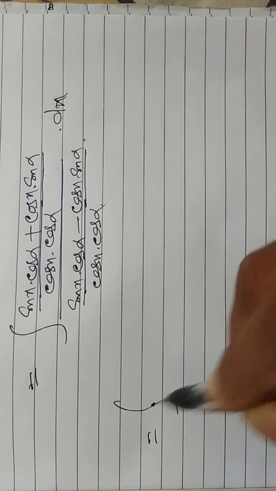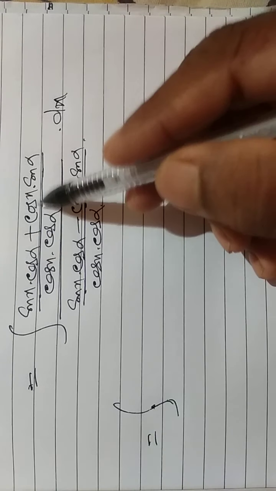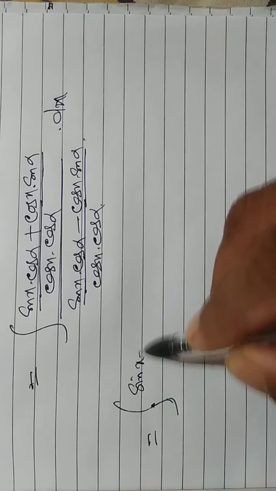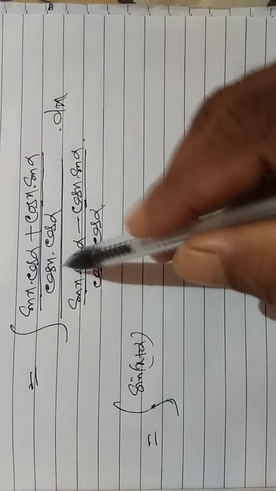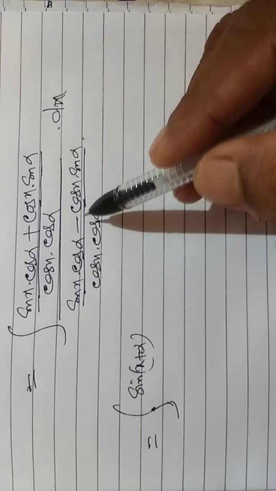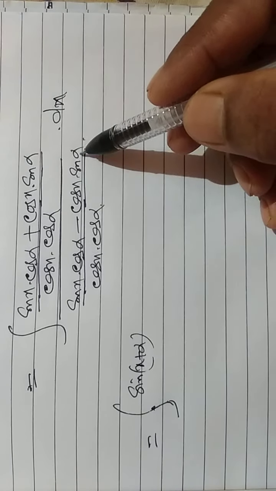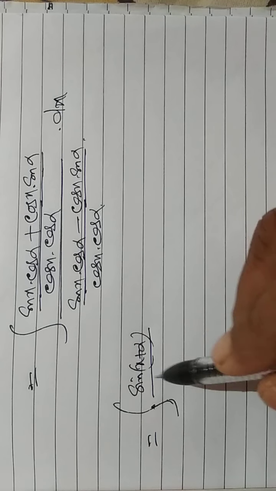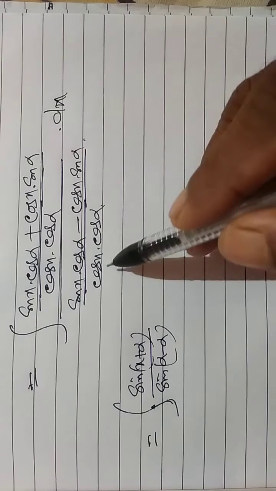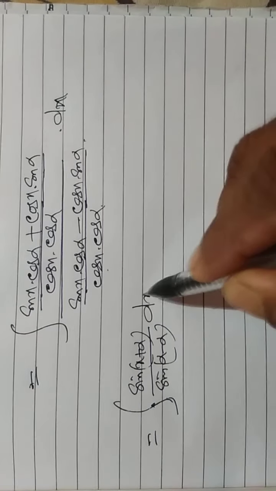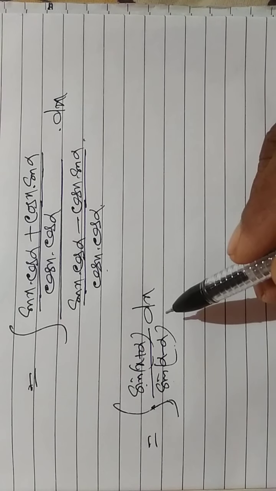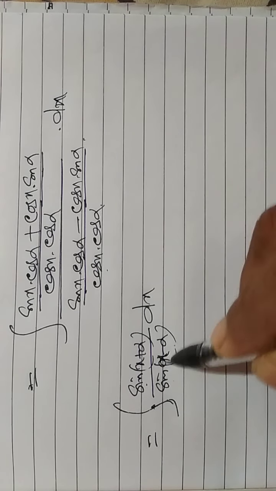And that is equal to integration. Here sin a into cos b plus cos a into sin b is equal to sin(a plus b), that is sin(x plus alpha), and sin a into cos b minus cos a into sin b, that is sin x into cos alpha minus cos x into sin alpha, that is sin(x minus alpha), and cos x cos alpha cancelled. It is into dx, that is sin(x plus alpha) by sin(x minus alpha) into dx.